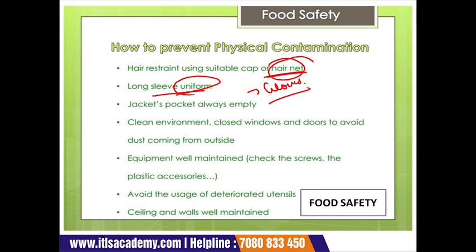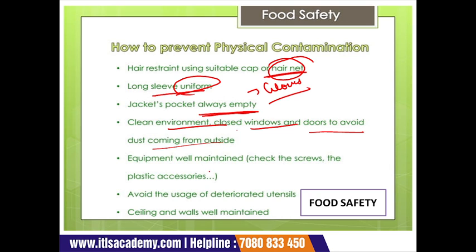So these are all the things that prevent physical contamination. Jacket pocket always empty. We do not put anything in our jacket pocket when we are preparing the food. Clean environment: close windows and doors to avoid dust from the outside. The environment where we prepare the food is always clean, and the windows and doors in that environment are always closed, so that they avoid the dust from the outside.